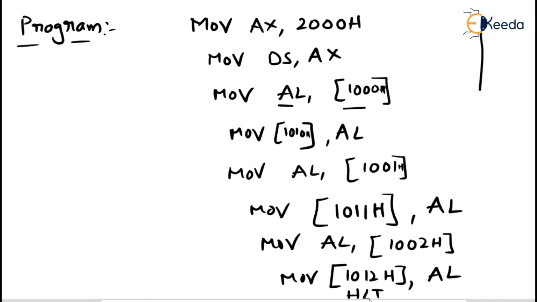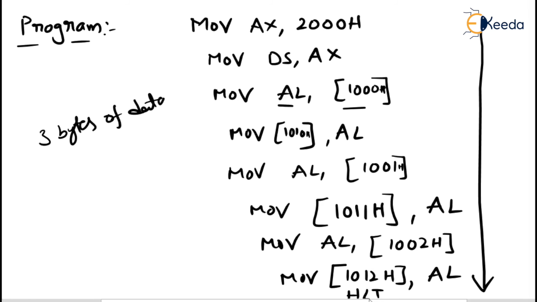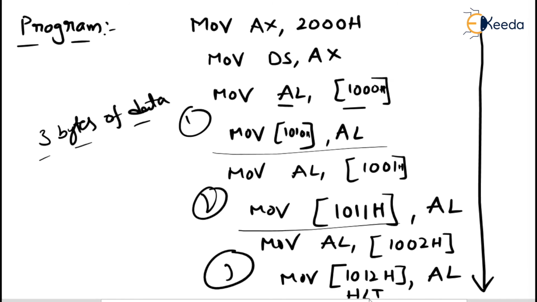See, this is the way to transfer data from one memory location to another memory location. In this we are transmitting 3 bytes of data. Suppose there are 10 bytes of data. How can we transfer every time? That means the program becomes very long. Every time we are repeating the same instruction.